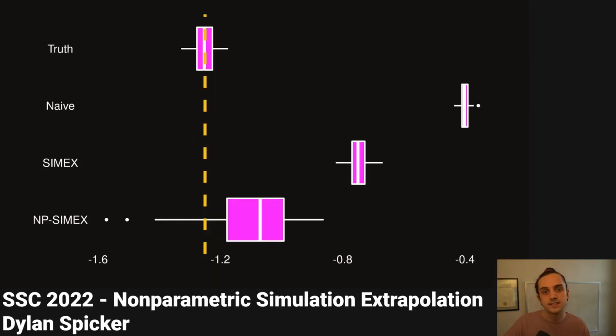And we see that the NP-SIMEX method appears to make further improvements to the SIMEX procedure, returning to results that are far closer to what we saw when we assumed normality with the standard SIMEX. It's worth commenting on the variance of these estimators, which are quite clearly larger than the other techniques. Now, this is in part due to the fact that this is a non-parametric procedure. It's also in part due to the specific simulation that we're considering here.